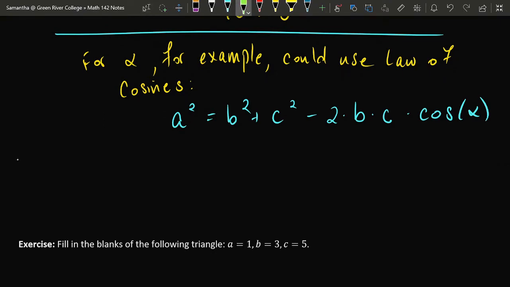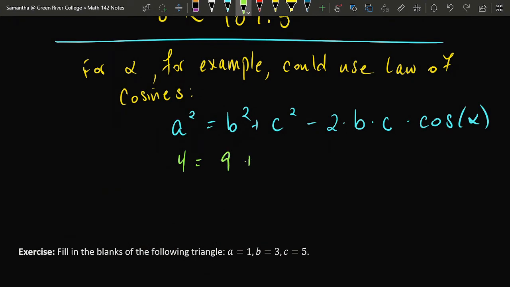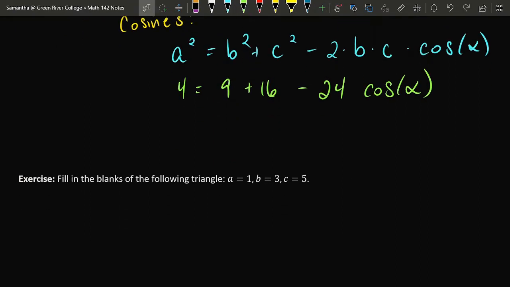So a squared was 4, b squared was equal to 9, c squared was equal to 16, and then 2 times b times c would be 2 times 3 times 4, which would be equal to 24. So, isolating the cosine, the first thing I'm going to do is take that 4 and subtract a 9 and a 16. Result, negative 21.